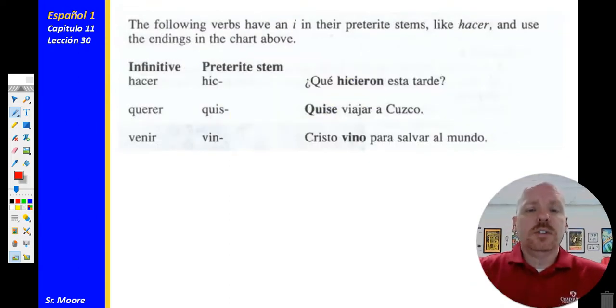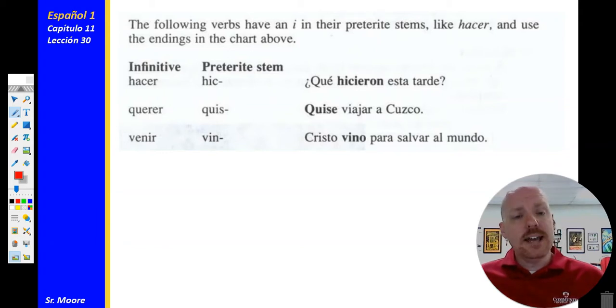So here are some more verbs that are like hacer. Remember, we said that hacer is representative of our I group stem changers in the preterite. So here are some other verbs like hacer that use those same endings that we just went over in the previous chart. Hacer, to make or to do. Hice, hiciste, hizo, hicimos, hicieron. Querer, to want or to love. Q-U-I-S for the stem. Quise, quisiste, quiso, quisimos, quisieron.